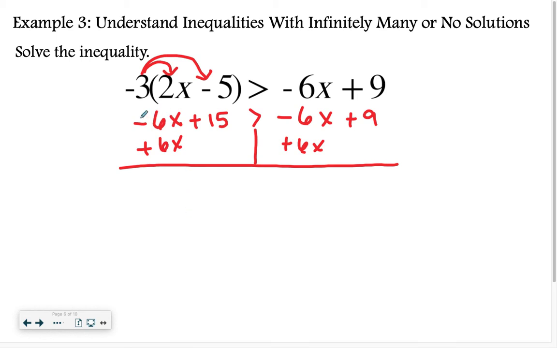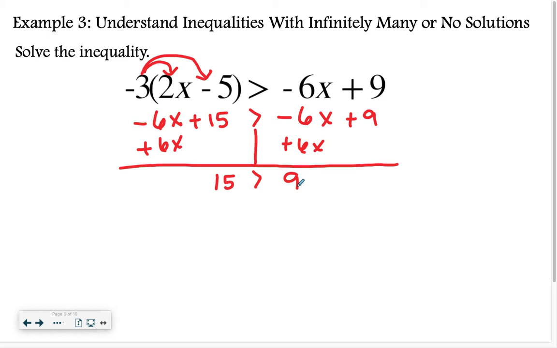And if I do that, negative 6x plus 6x, that cancels out. That becomes a 0. So I have 15 is greater than, and then negative 6x plus 6x, that's 0. So then I have 9. Okay, so you might be thinking, okay, the variable's canceled. We lost our variable. What do we do? That is a great question.